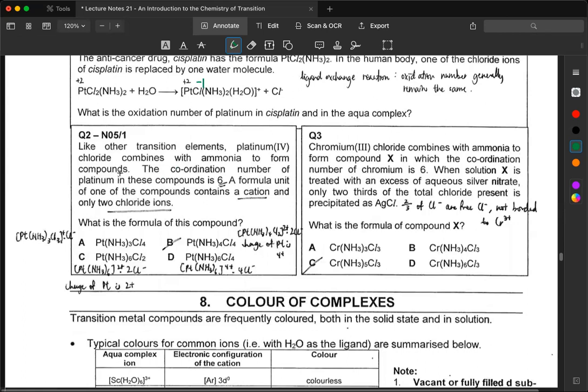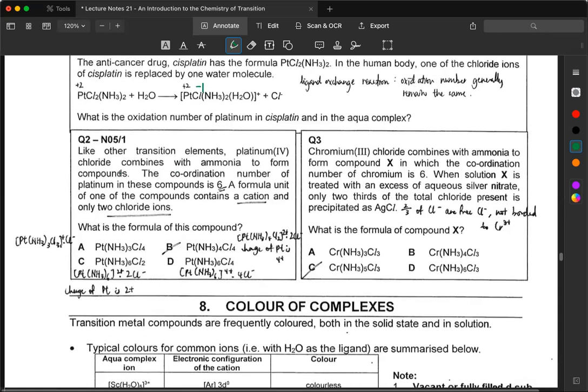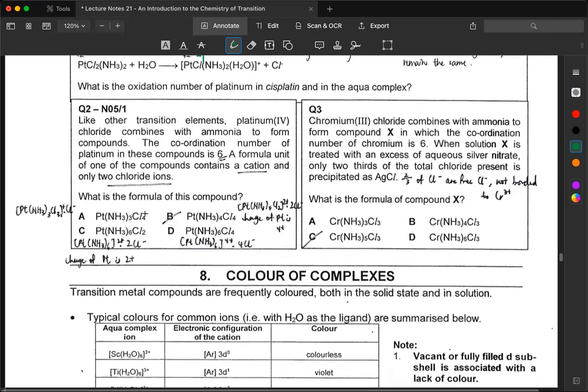Another question: like other transition elements, platinum chloride combines with ammonia to form compounds. The coordination number of platinum in these compounds is 6. A formula unit of one of the compounds contains a cation and 2 chloride ions. What is the formula of this compound? If you have coordination number 6, that means you are going to form 6 bonds.